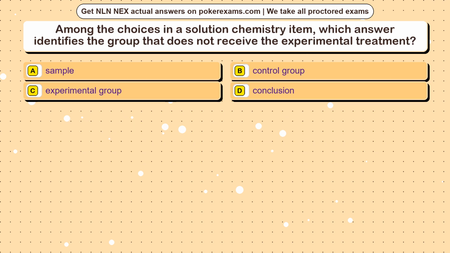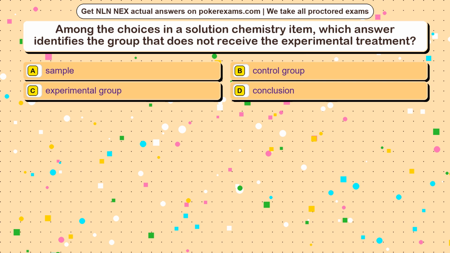Question 15. Among the choices in a solution chemistry item, which answer identifies the group that does not receive the experimental treatment? Option A, sample. Option B, control group. Option C, experimental group. Option D, conclusion.